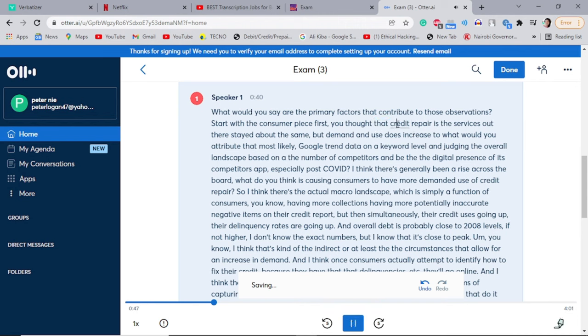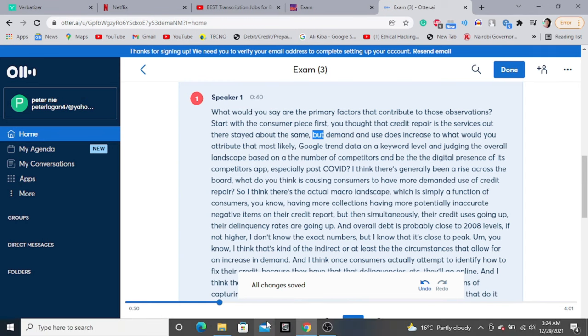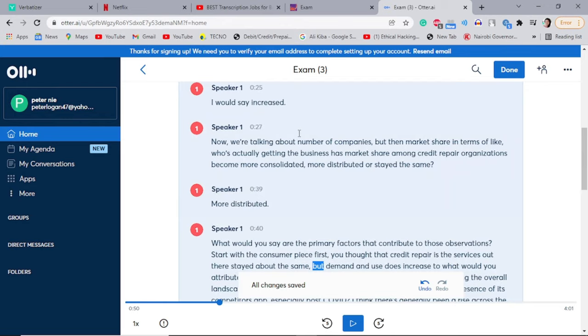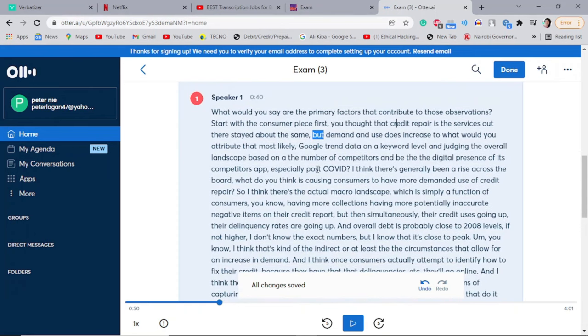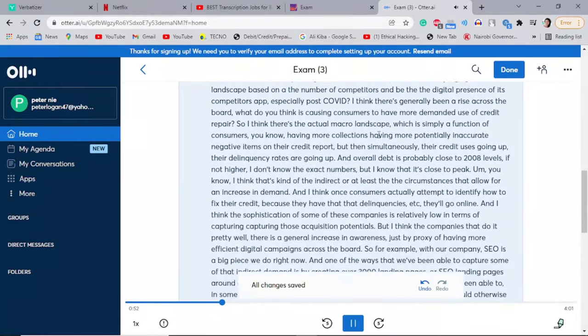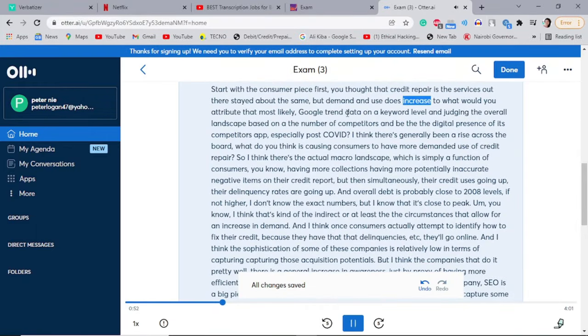Credit repair is a service that's out there, stayed about the same, but demand and use has increased. To what would you attribute that?